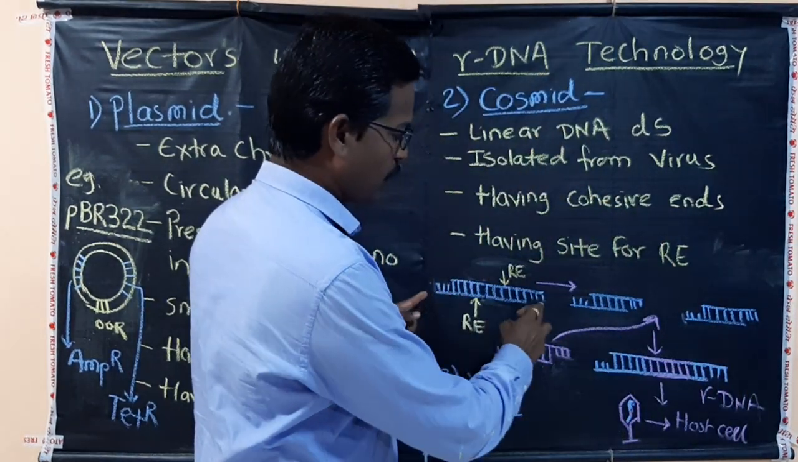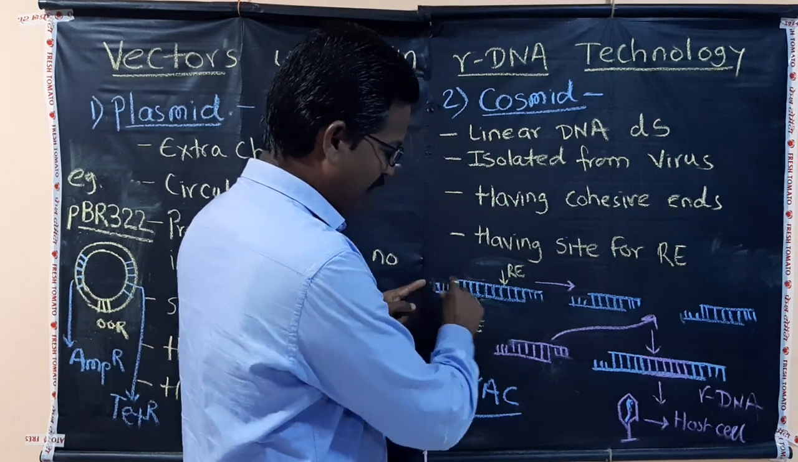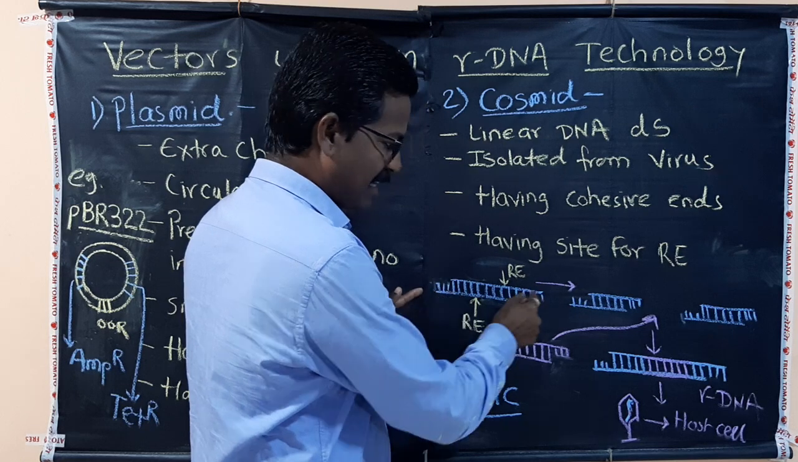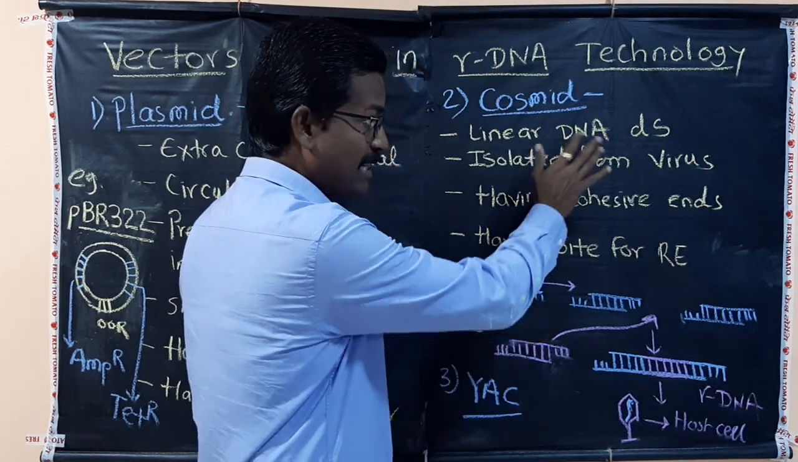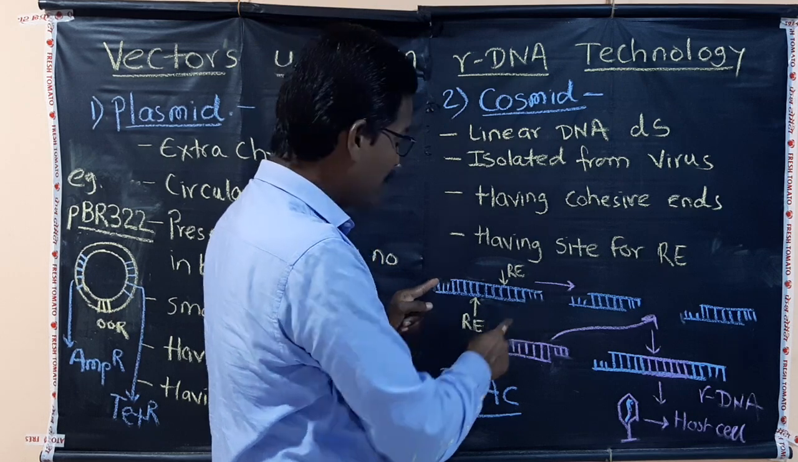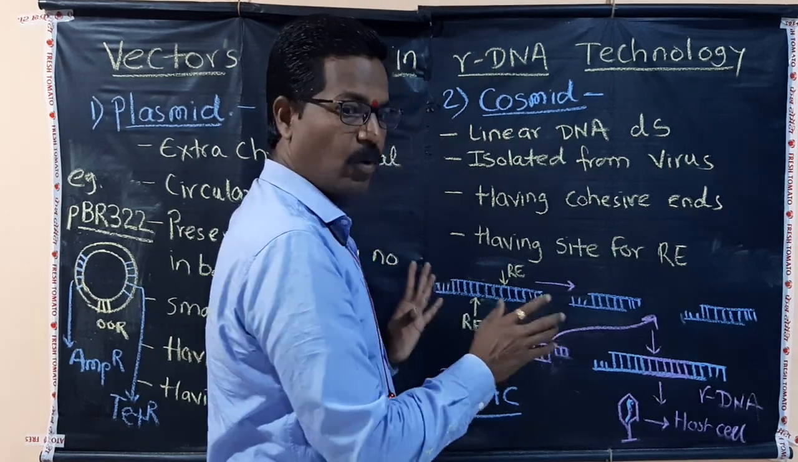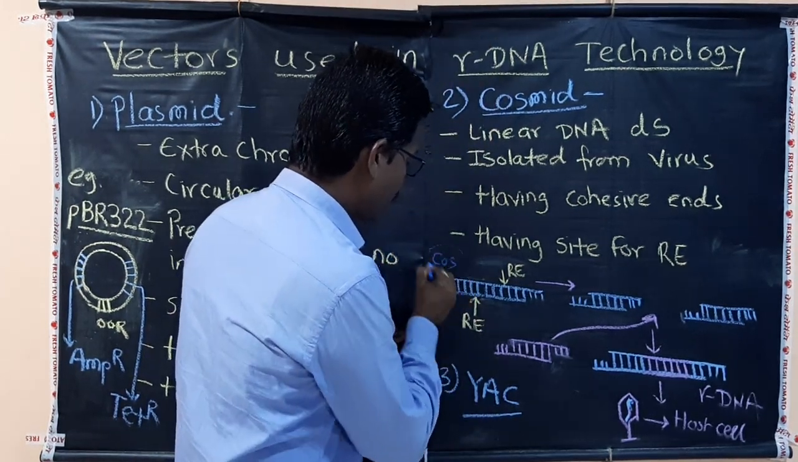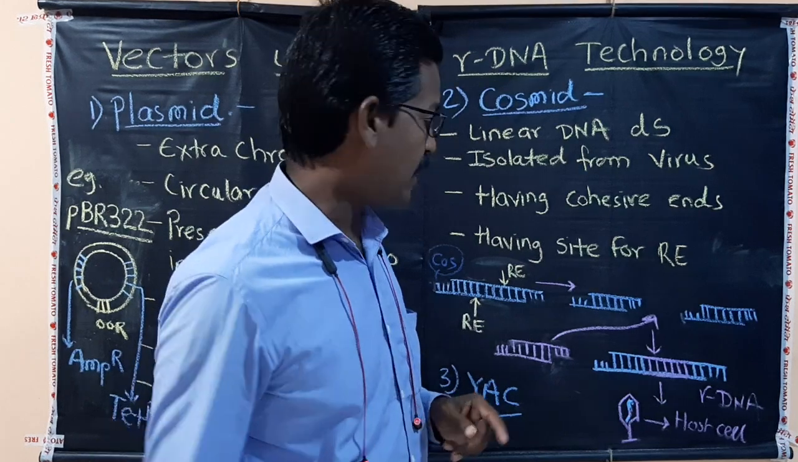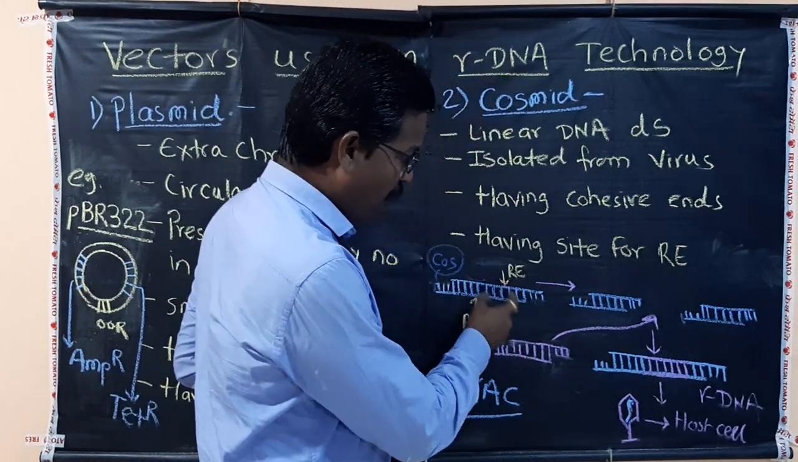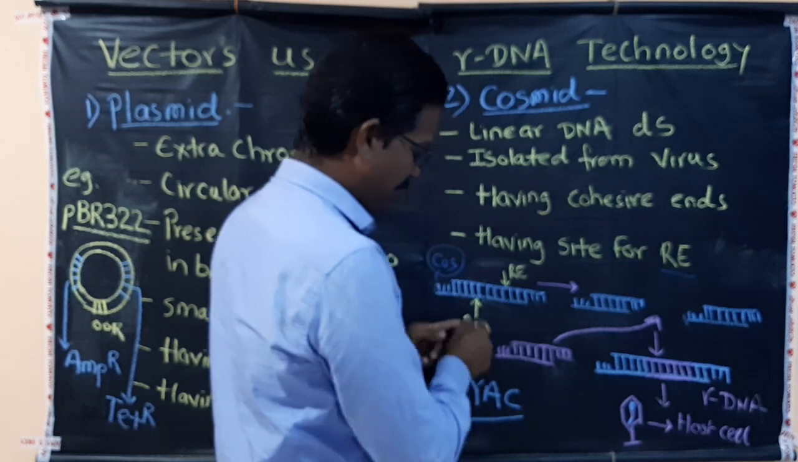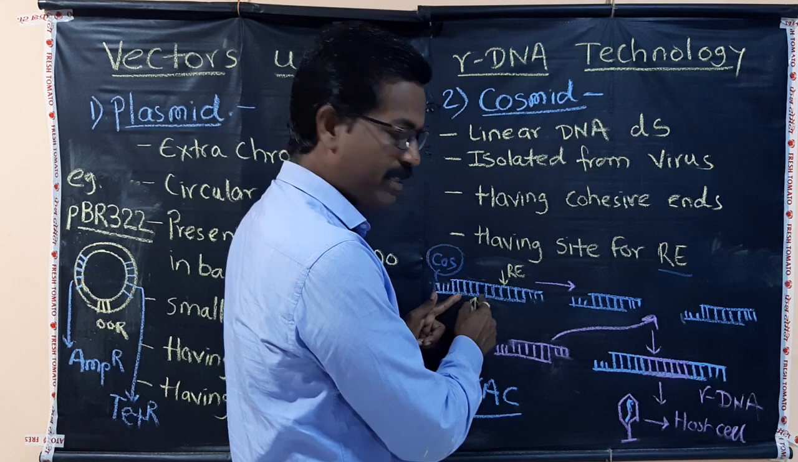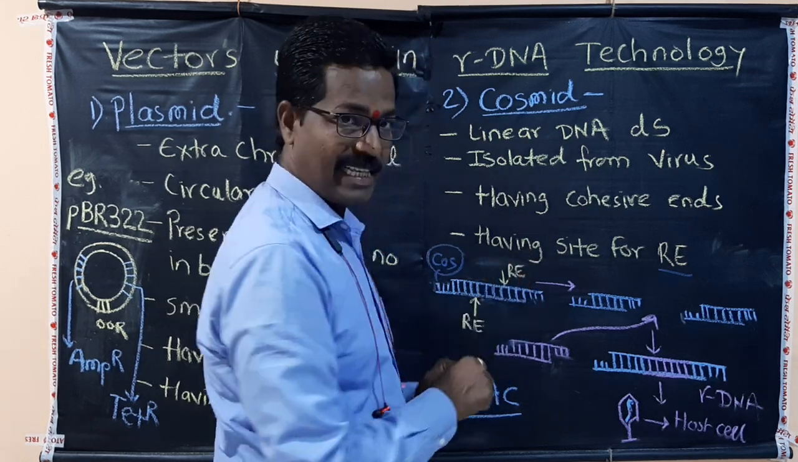Now this is the structure of your cosmid. You can find the linear double-stranded DNA. It has a cohesive end. You can find the single-stranded extension, which is already present in viruses. This is called the cohesive end, also called the cos site. So this is a cos site and this is also a cos site. And there is a site for restriction enzyme, a nucleotide sequence. There might be a palindromic sequence here, where the restriction enzyme will work.